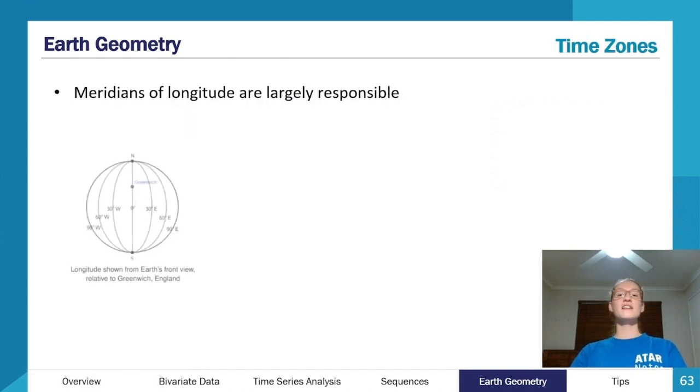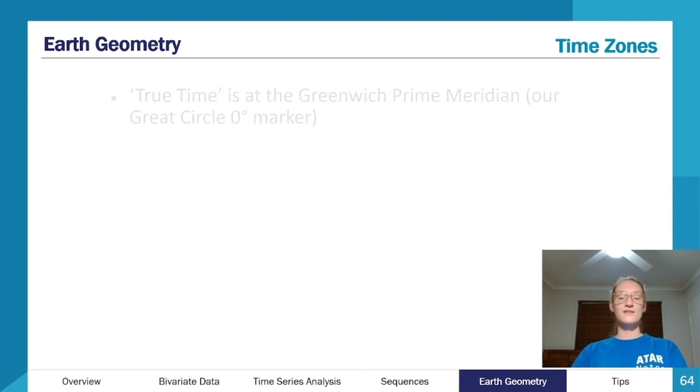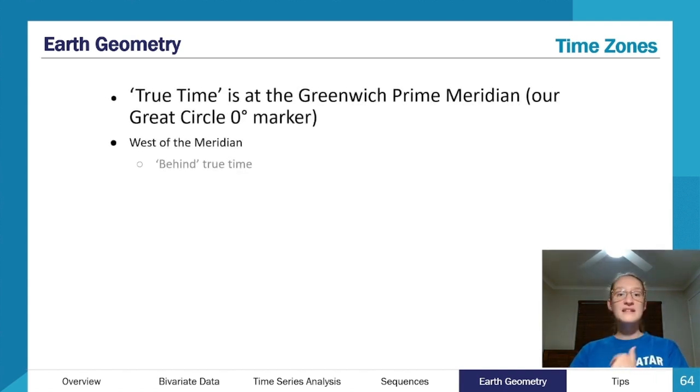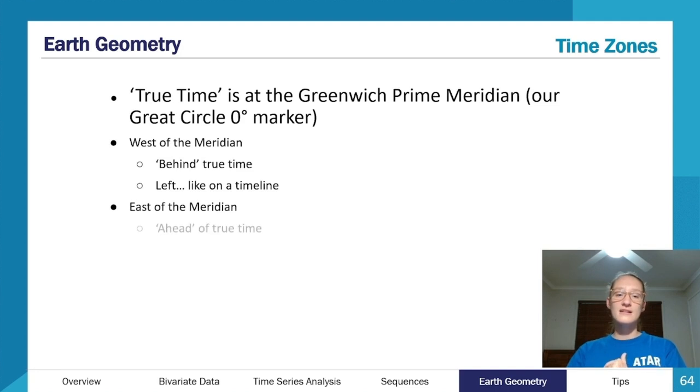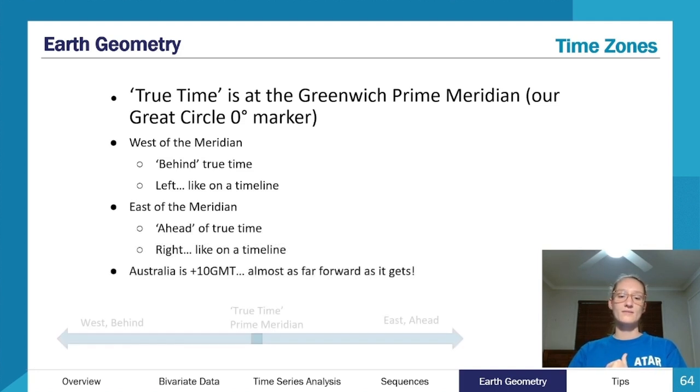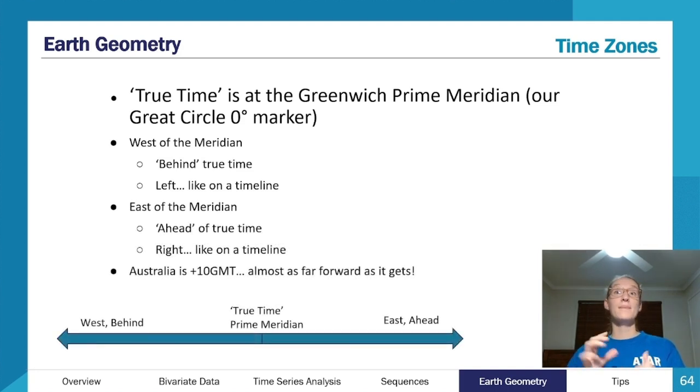We're actually going to skip through time zones because we don't have time for that today. But again, please download the slides and go through this. The one point I'll make here is true time is at the prime meridian. That's the real time. Because Australia is really far east, we're technically ahead of time. We're at about plus 10 GMT, like 10 hours ahead of true time. And that's because we're really far east.